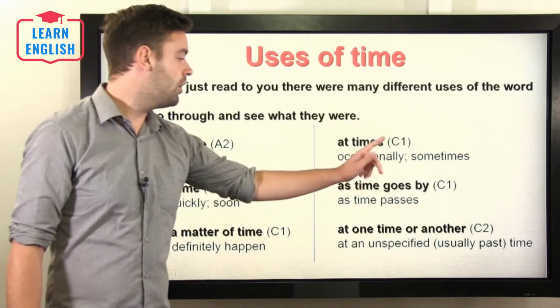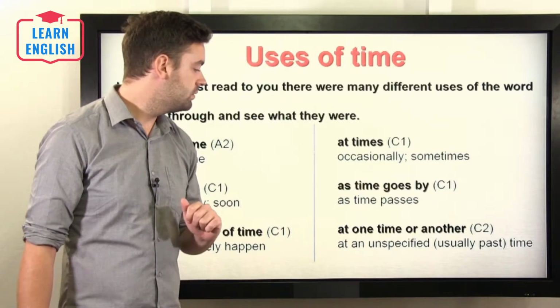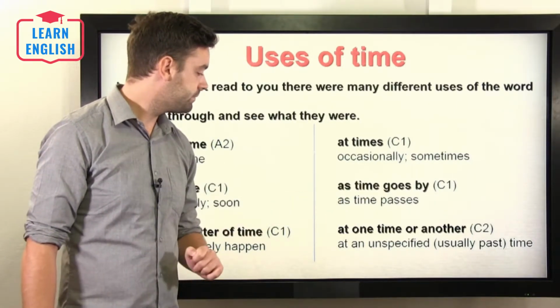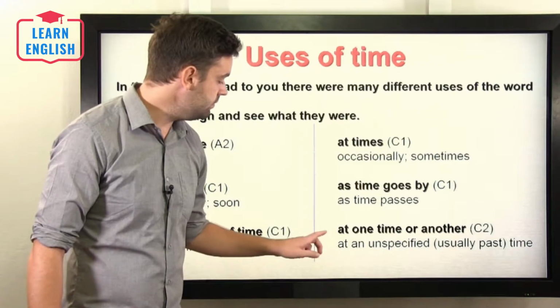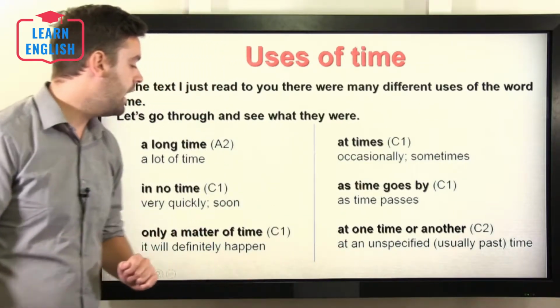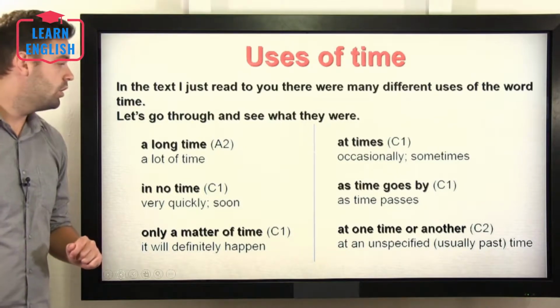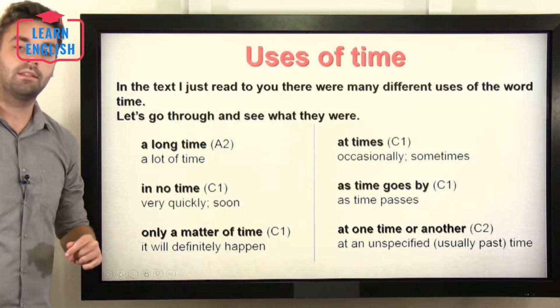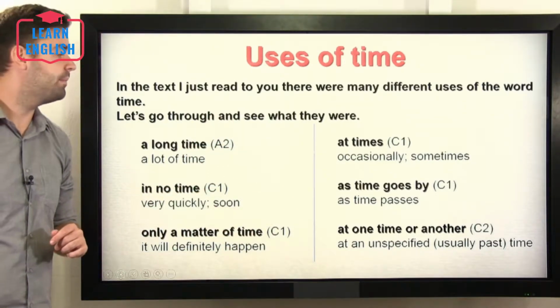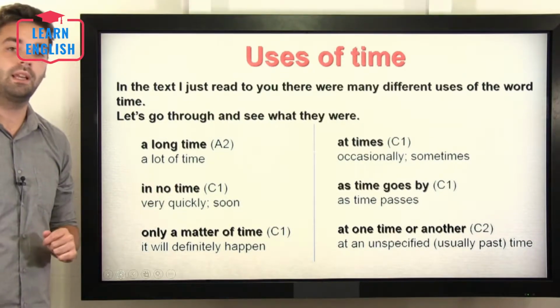At times, occasionally or sometimes. As time goes by, so as time passes. At one time or another, at an unspecified, usually past time. So there were 6 different ways in which the story used the word time. All 6 completely different meaning.